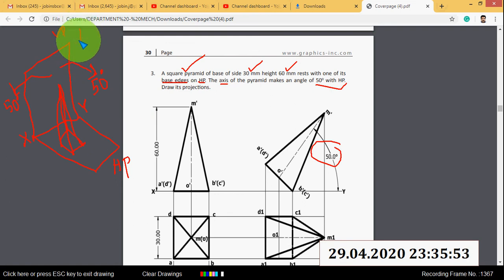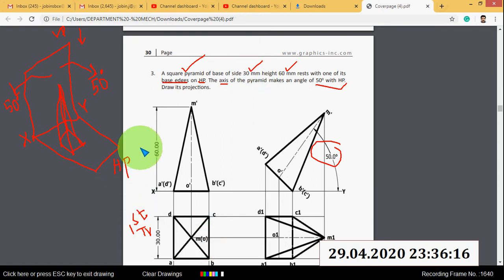So this is the top view direction. When you look from the top, you can see the square. So you draw the first top view. The top view is a square, so you have to draw the square of dimension 30 mm.